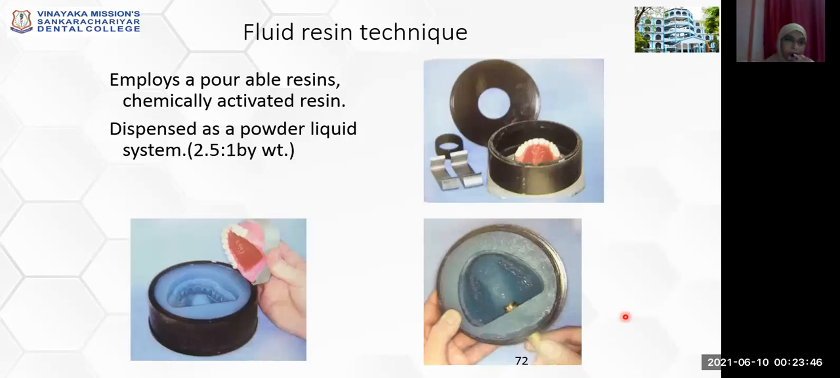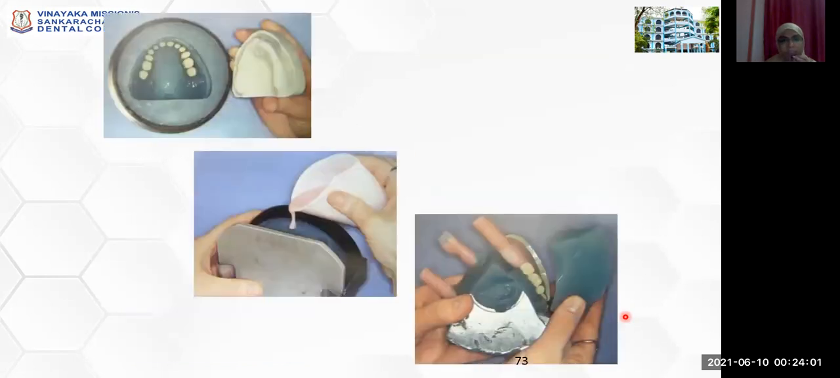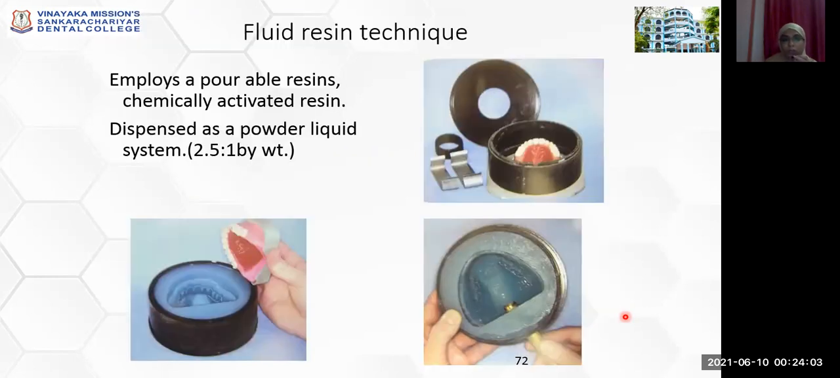You can employ this mainly for the pourable resins. But here the powder liquid ratio is slightly different. Instead of 3:1, it is 2.5:1 by weight. Fine. So this is the flask we will be using. This is a specialized flask used for the fluid resin, and the wax lip denture is placed.